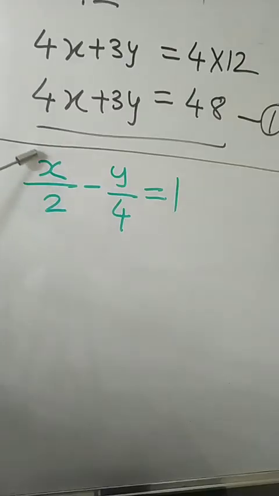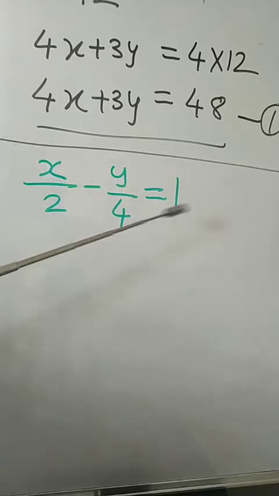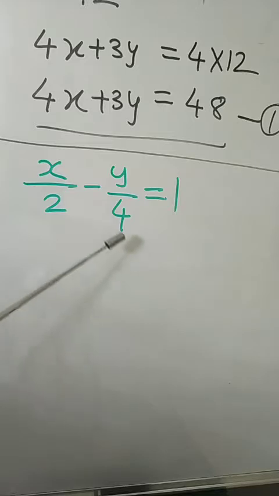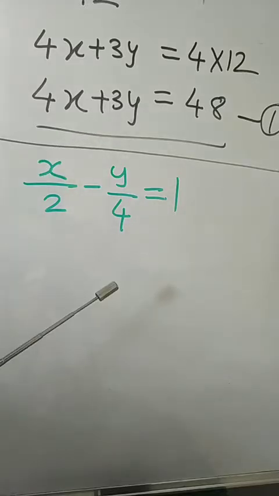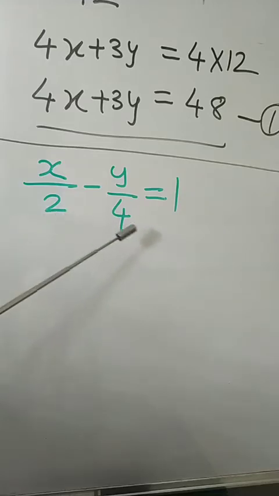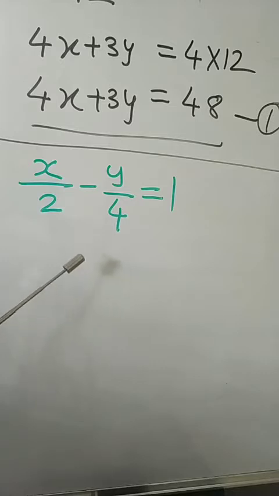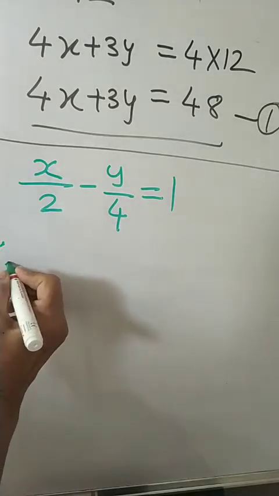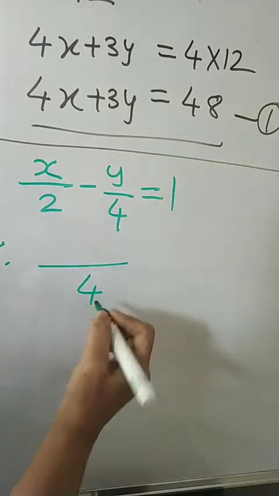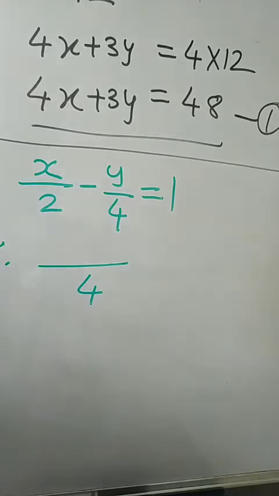Now the second is this equation, x upon 2 minus y upon 4 is equal to 1, and we want to convert this into this type of an equation. Well, what do we have to do? Find the LCM of the denominators 2 and 4. When we find the LCM of 2 and 4, we find that the LCM is 4. You can do it by the LCM method, which you have studied in earlier classes.